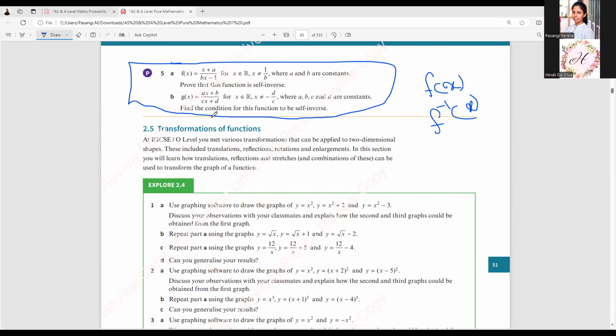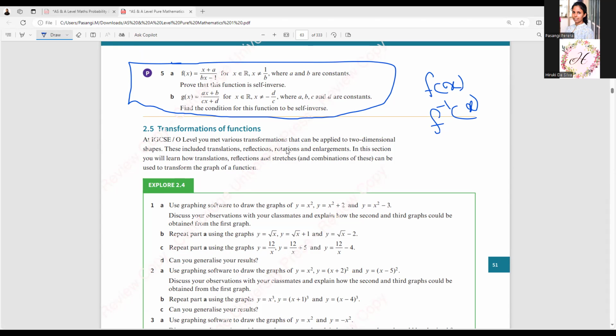So here, g(x) is equal to (ax plus b) over (cx plus d), and for x in the real number set, x is not equal to d over c. Why have they mentioned that? Because if it equals that, then the g(x) function is not defined. Yeah, the denominator becomes 0. Then x is in real numbers, where a, b, c, and d are constants. Find the condition for this function to be self-inverse.